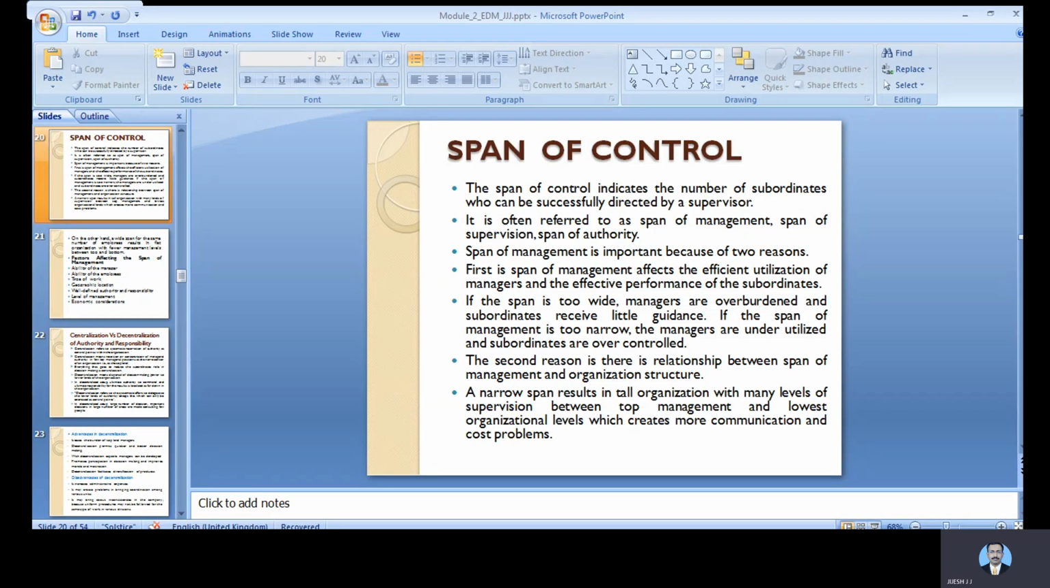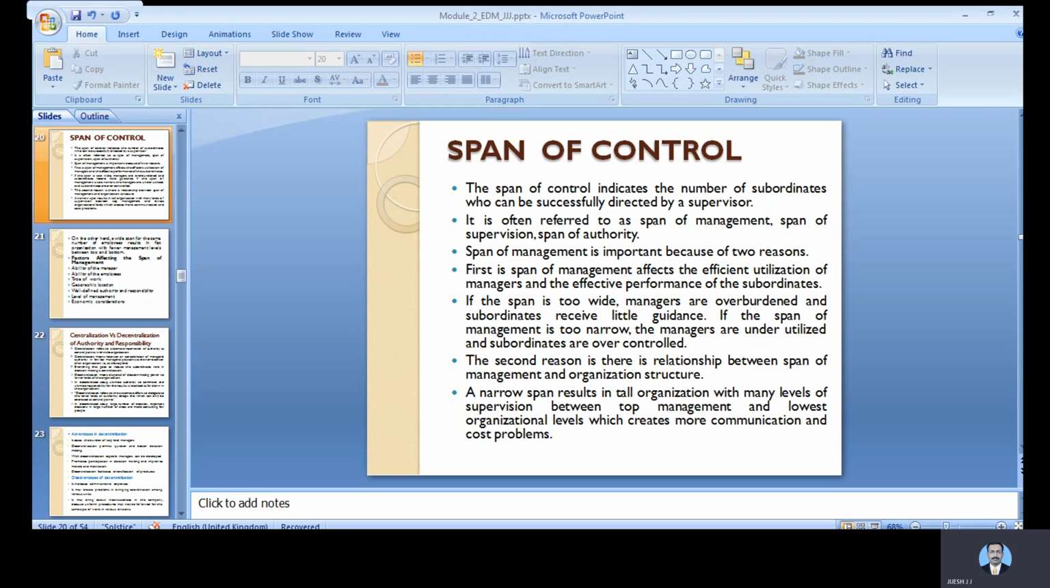So here we have been discussing how the managerial functions work and what the importance of those things is with respect to an organization. So let us continue with a few more things like span of control. The span of control indicates the number of subordinates who can successfully be directed by a supervisor. You might have observed that each supervisor may have 5 to 10 subordinates associated with them to perform a specific task.